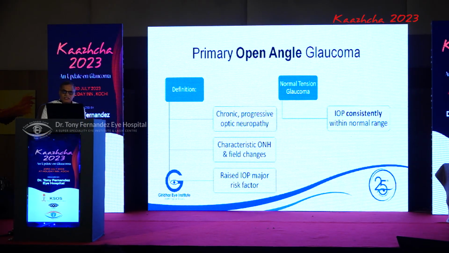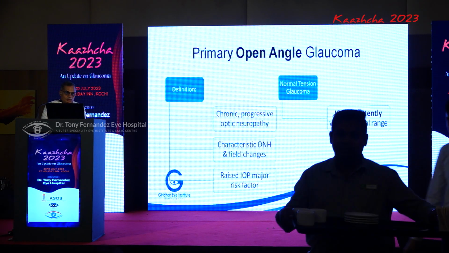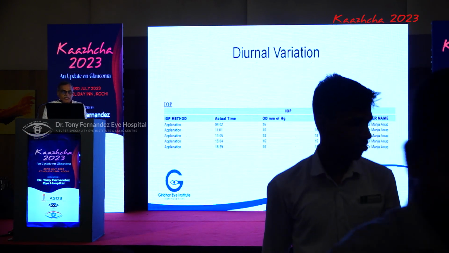So one of the primary things that you have to do is a gonioscopy. Make sure that the angles are open. Only if you do that can you label a person as normal tension glaucoma. And how is it different from other glaucomas? Well, the IOP is consistently within the normal range, which brings us to the second thing that you should do, and that is the diurnal variation or phasing.